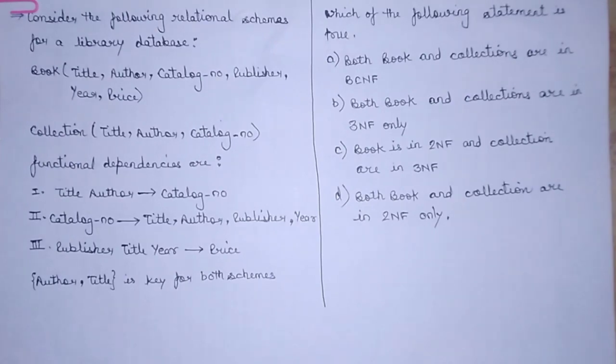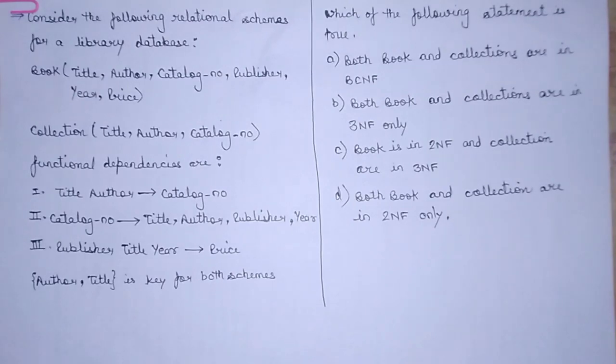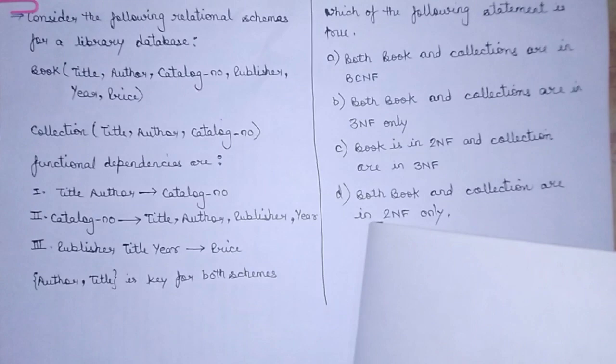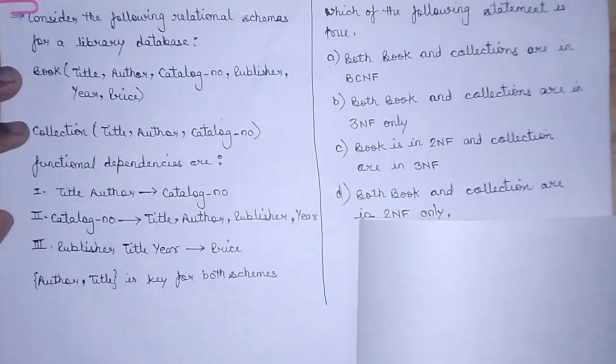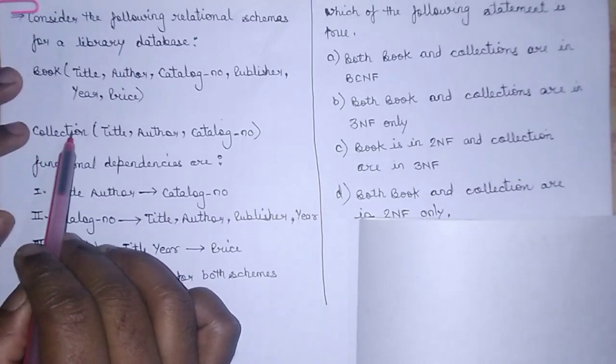So this is a question. It is a bit lengthy, but you need not be scared, because it is one of the very easy questions. So let's see. There are two schemas given for the library database: one is book and one is collection.